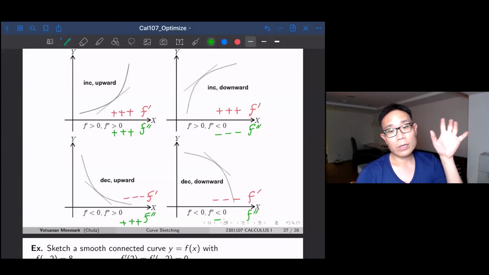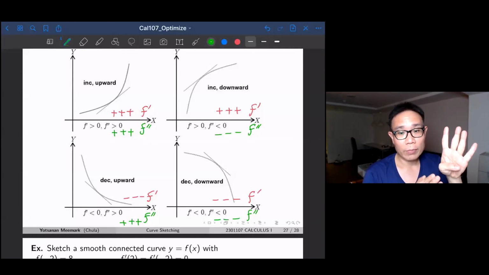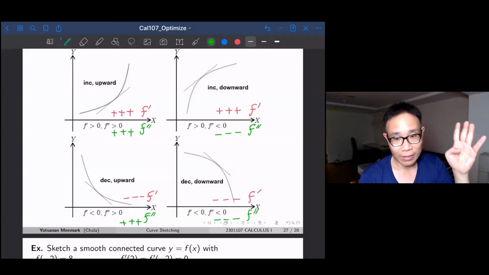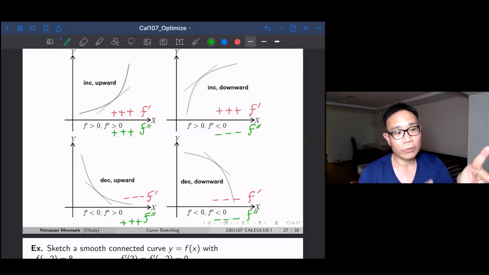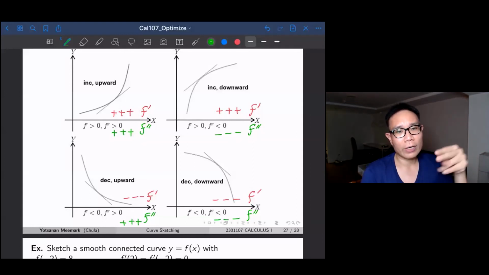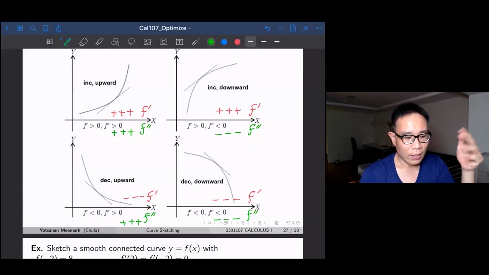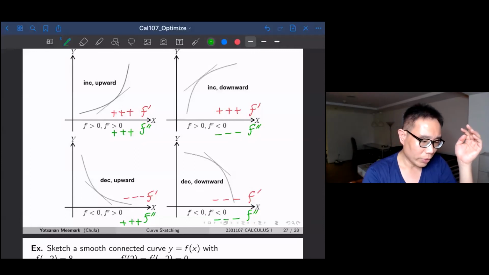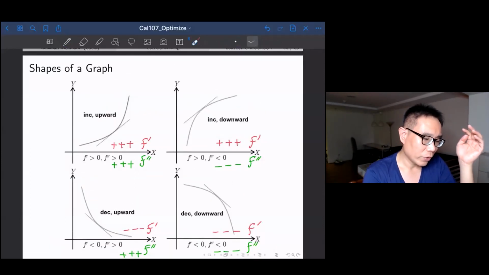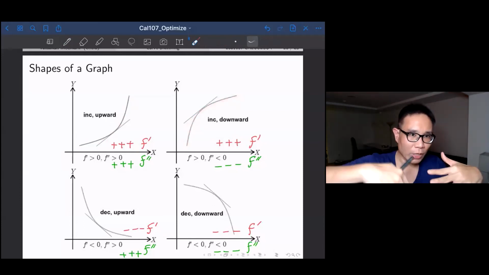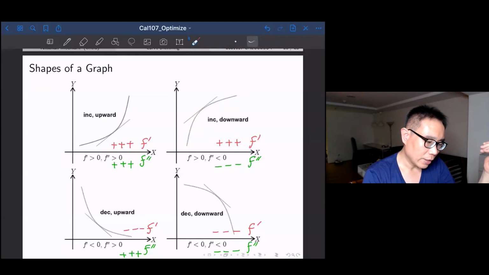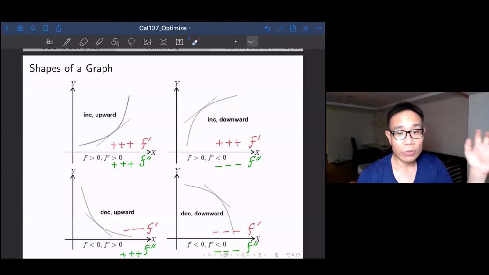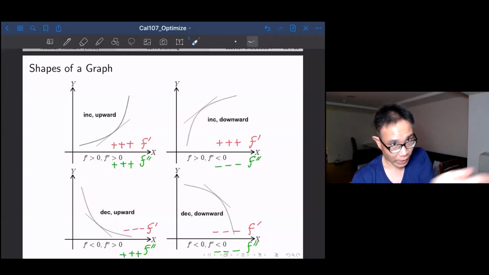So it's going to be four cases, because you have two choices for each: increasing or decreasing, concave up or concave down. You match these two and you get four cases, which are distinguished by the following shapes. Increasing concave up, increasing concave down where the graph is below the tangent line, and decreasing concave up, where the graph is above the tangent line but the graph is going down.